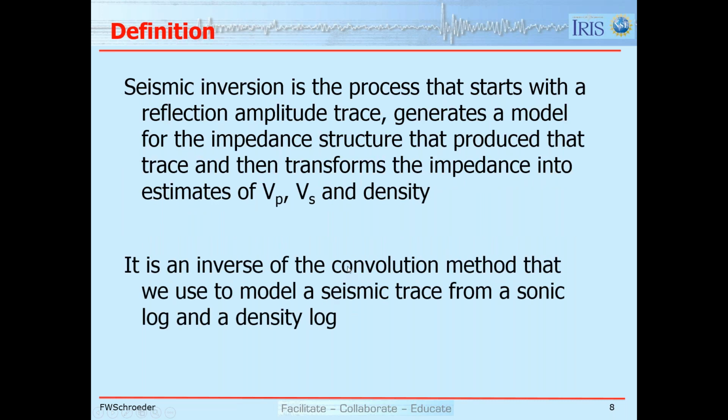So, definition: seismic inversion is the process that starts with a reflection amplitude trace, generates a model for the impedance structure that produced that seismic trace, and then transforms the impedance into estimates of the P wave velocity, v sub P, the S wave velocity, v sub S, and density. It's an inverse of the convolution method that we use to generate synthetic or modeled seismic traces given well logs at a well location.